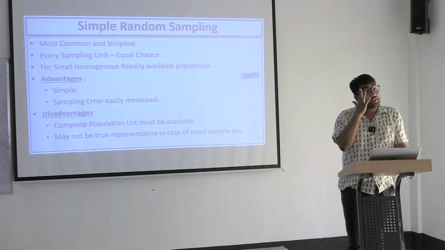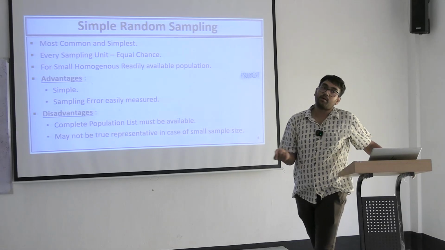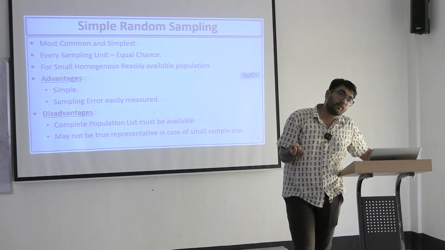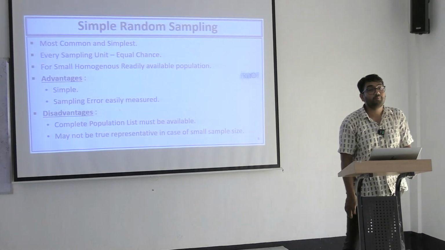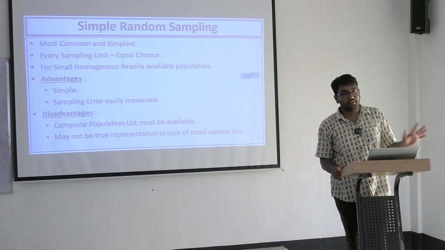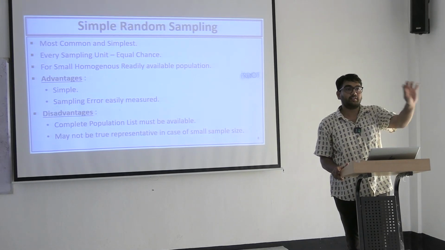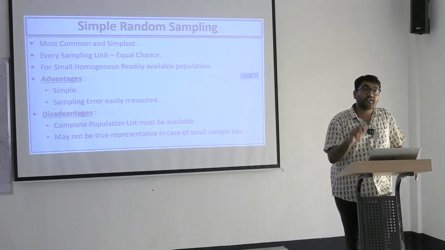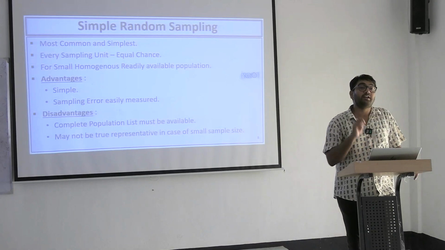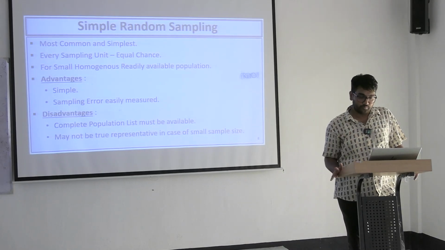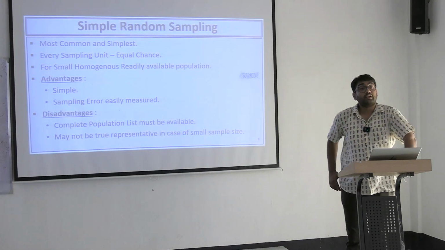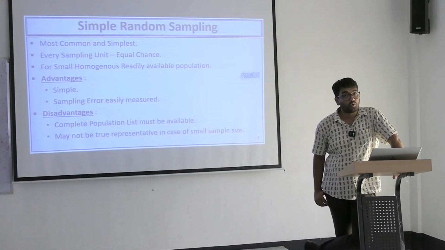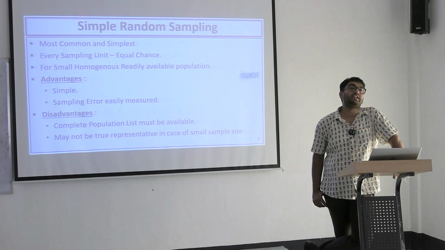So this is the way where every chit has an equal probability, 5 by 50, of getting selected, isn't it? So this is simple random sampling. It is very simple, very easy, a one step process, and every person has an equal chance. The predicted probability for each sampling unit is equal. But it can only be done when the study population is small, homogeneous, and readily available.